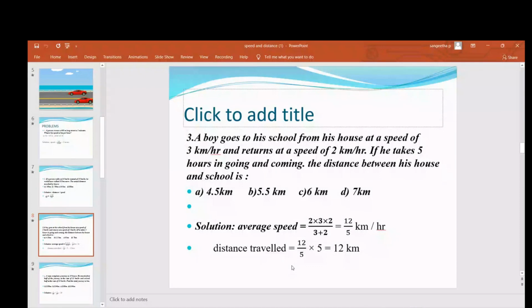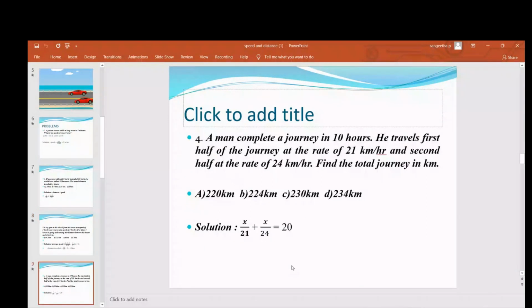Okay, that's all. Problem number 4. A man completes a journey in 10 hours. He travels the first half of the journey at the rate of 21 km per hour and the second half at the rate of 24 km per hour. Find the total journey in kilometers.